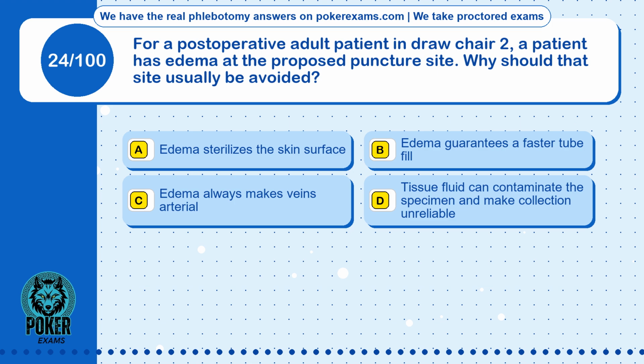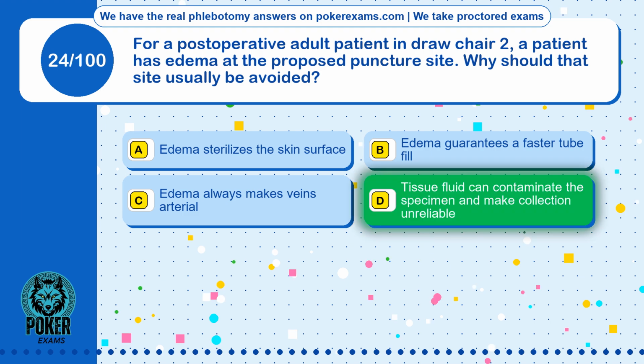Question 24. For a postoperative adult patient in draw chair 2, a patient has edema at the proposed puncture site. Why should that site usually be avoided? Option A, edema sterilizes the skin surface. Option B, edema guarantees a faster tube fill. Option C, edema always makes veins arterial. Option D, tissue fluid can contaminate the specimen and make collection unreliable.